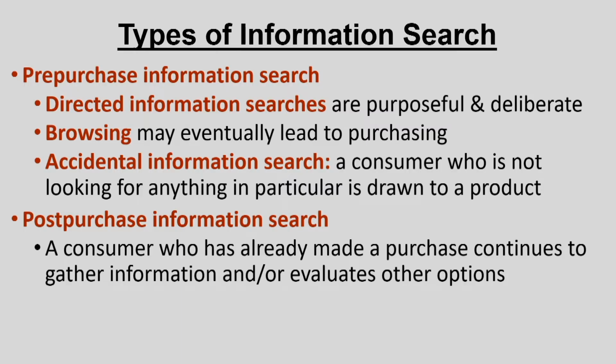And so all these kinds of searches that I've been talking about are actually the pre-purchase information search, and here the search happens even before you start the purchase process or you start comparing products. There is also something called post-purchase information search. So what is post-purchase information search? A consumer who has already made a purchase continues to gather information and/or evaluate other options.